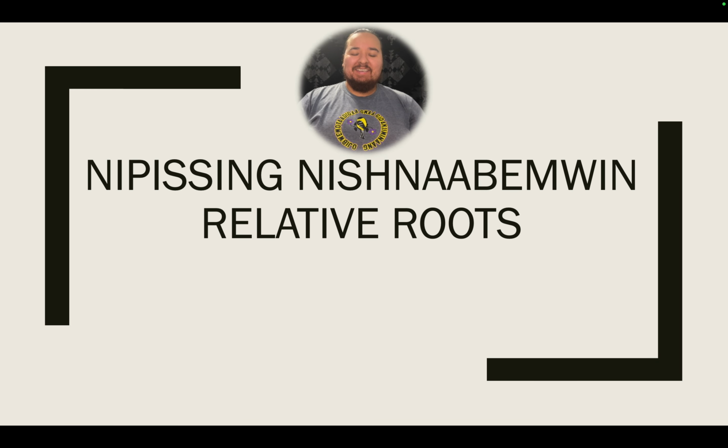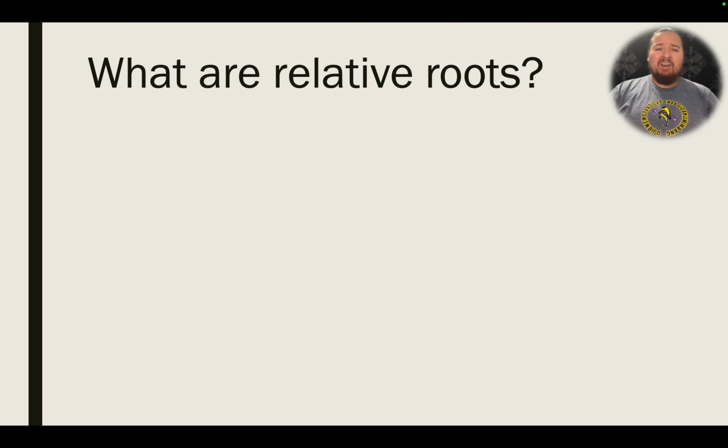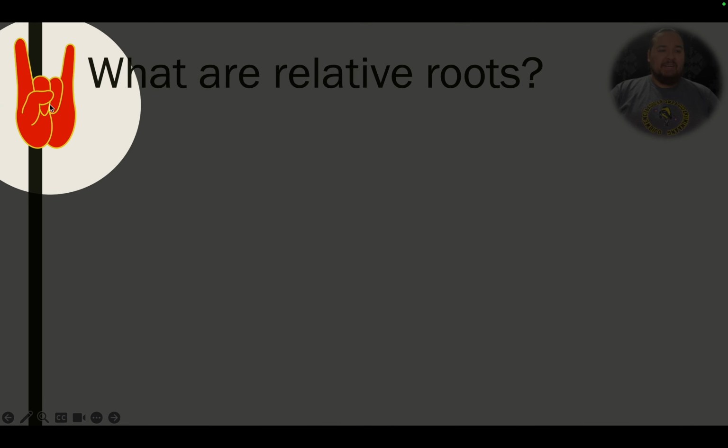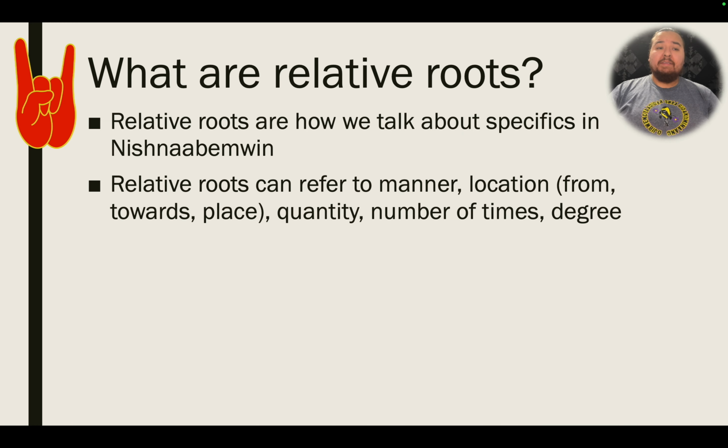So today's lesson is on Nipissing Nishnaabemwin relative roots. So we're learning how to be specific in Nipissing Nishnaabemwin. So what are relative roots? Here's the sign to write down everything you see on the slide here in your notes. So relative roots are how we talk about specifics in Nishnaabemwin. Relative roots can refer to manner, location in relation to from, towards, or place, quantity, number of times, and the degree.